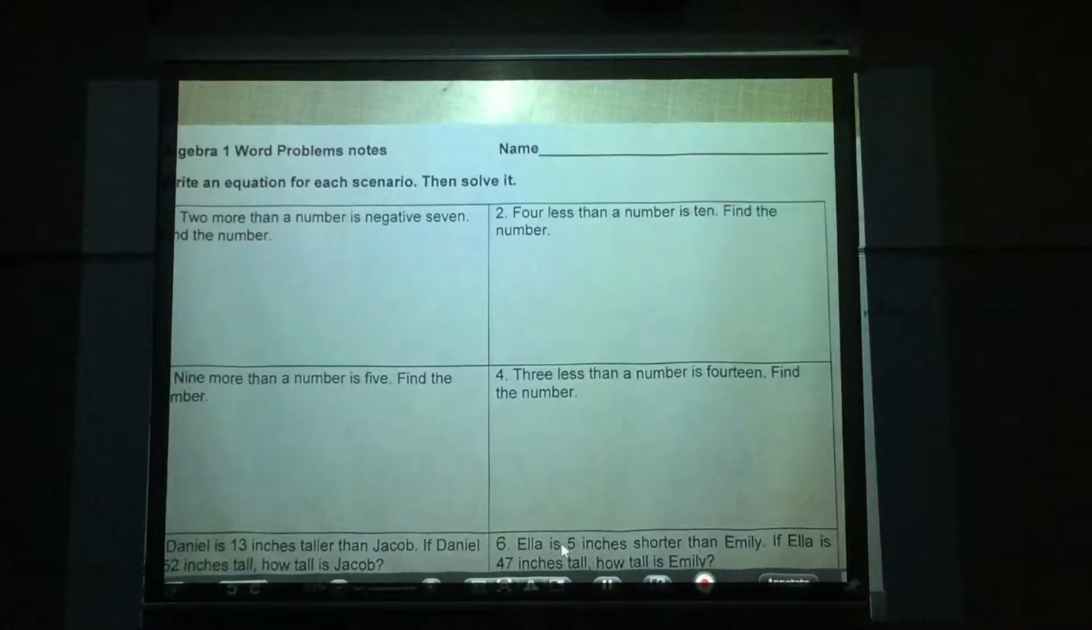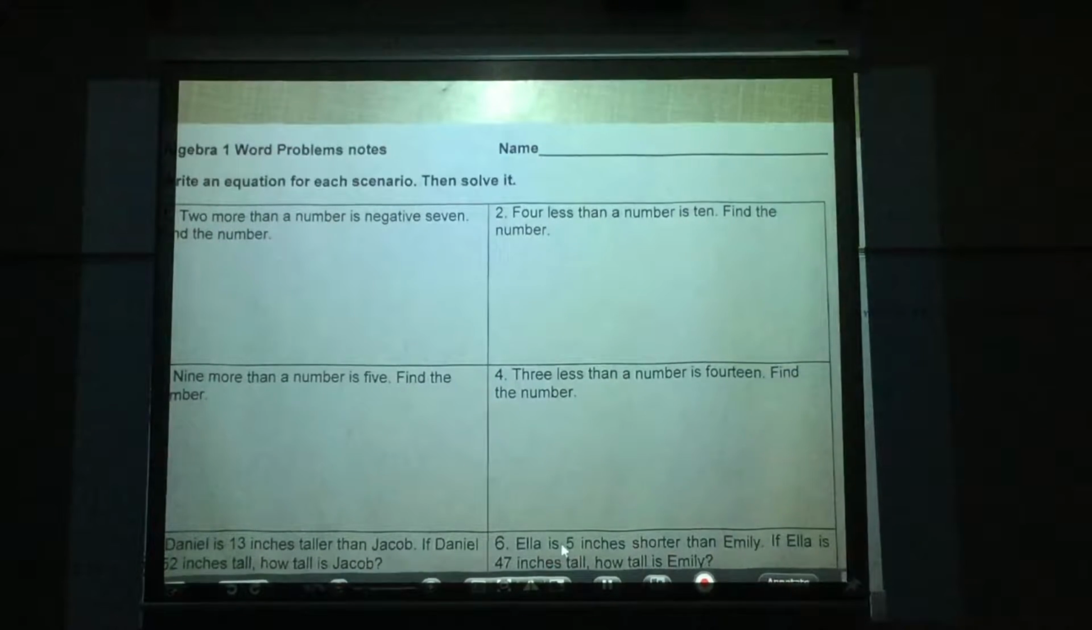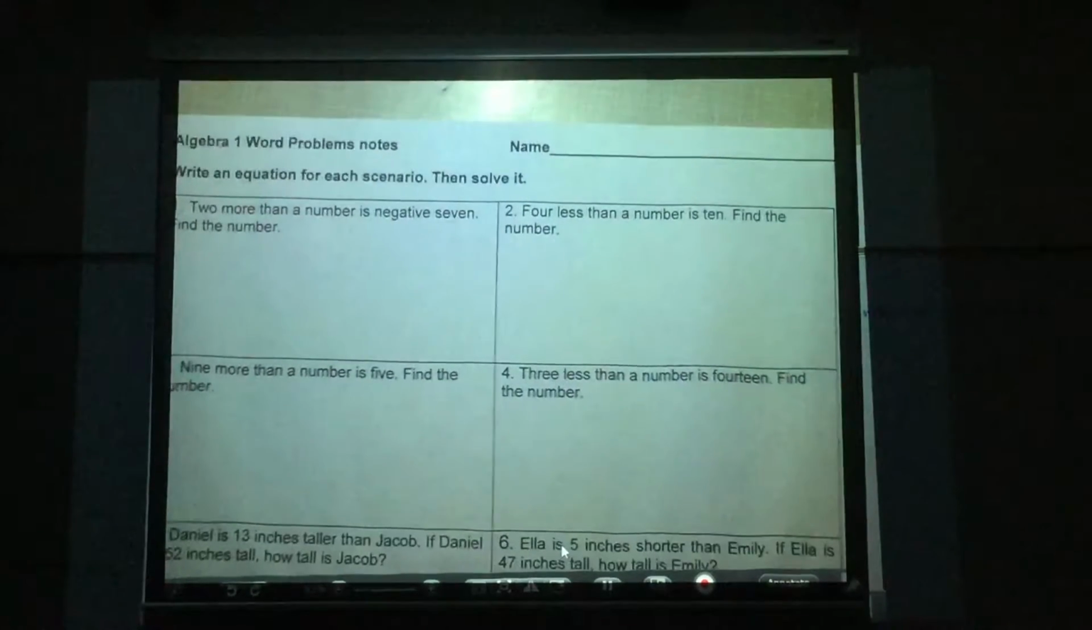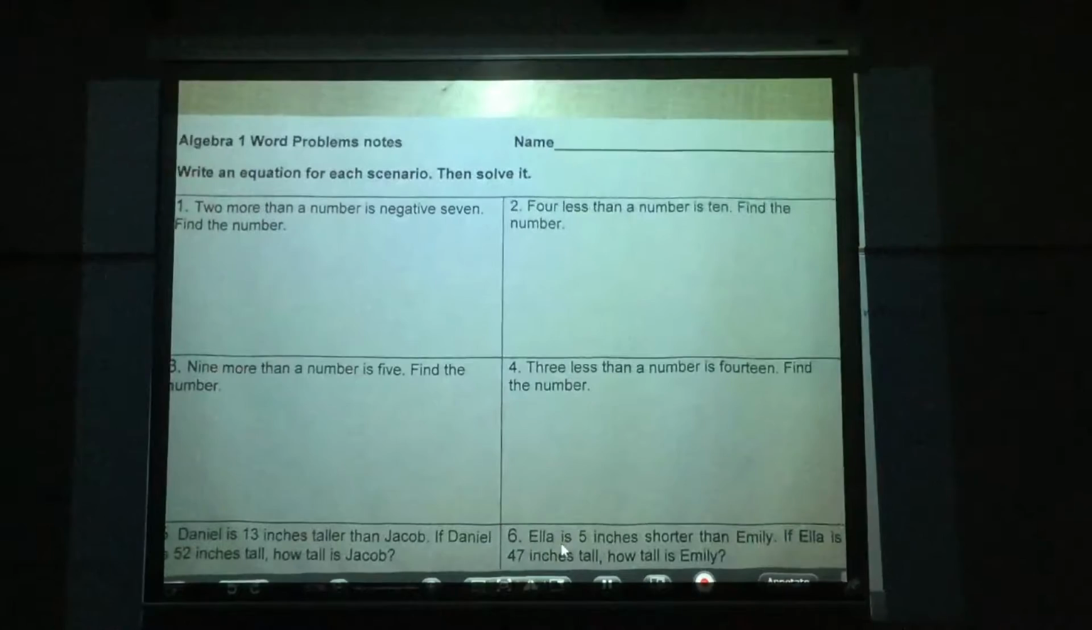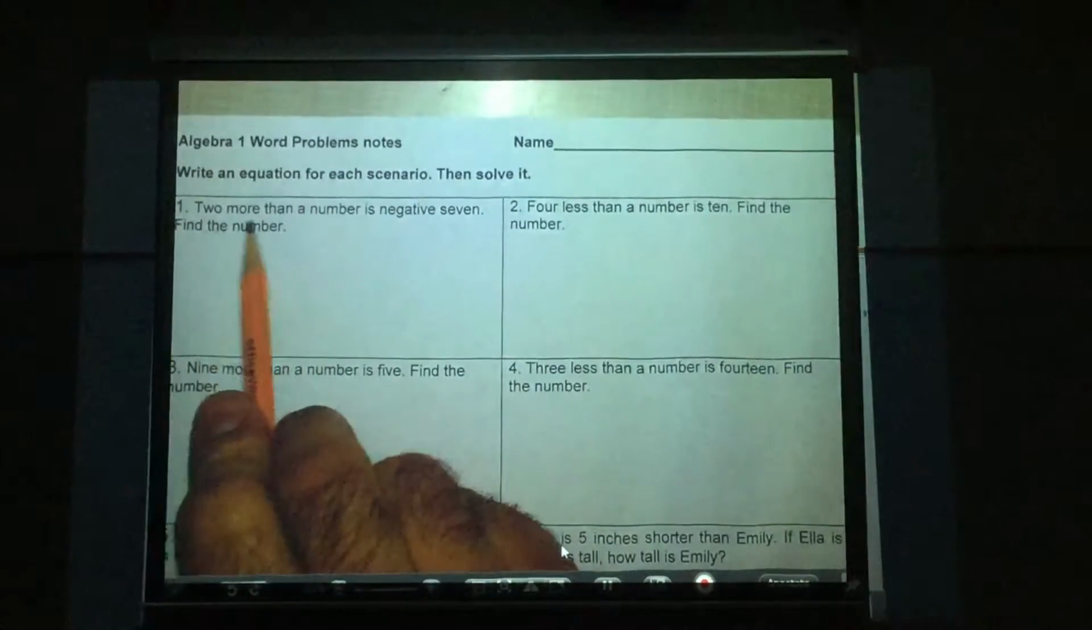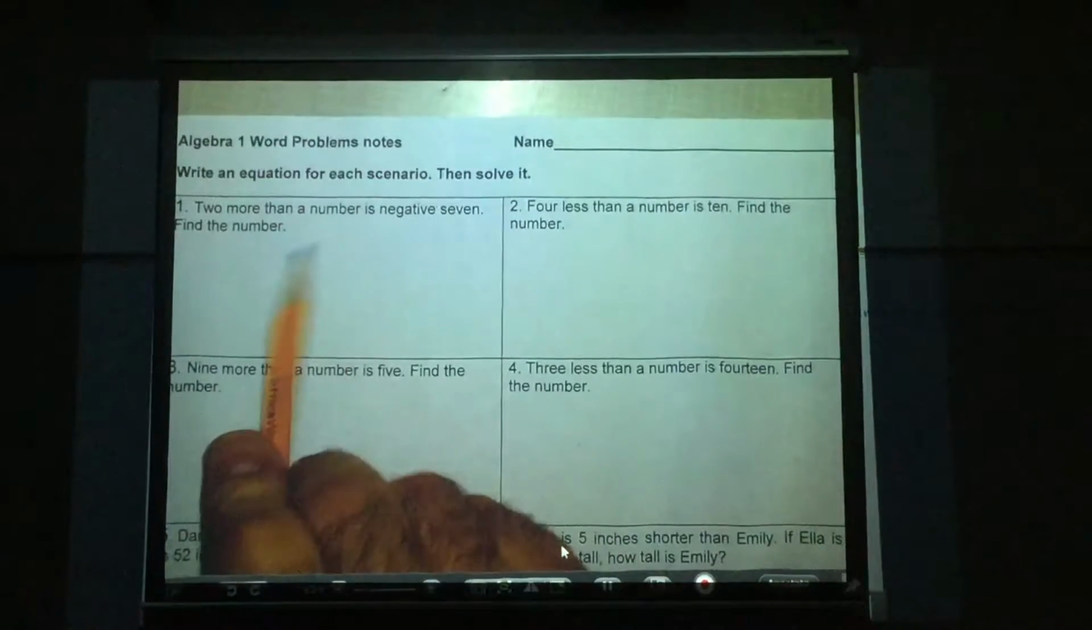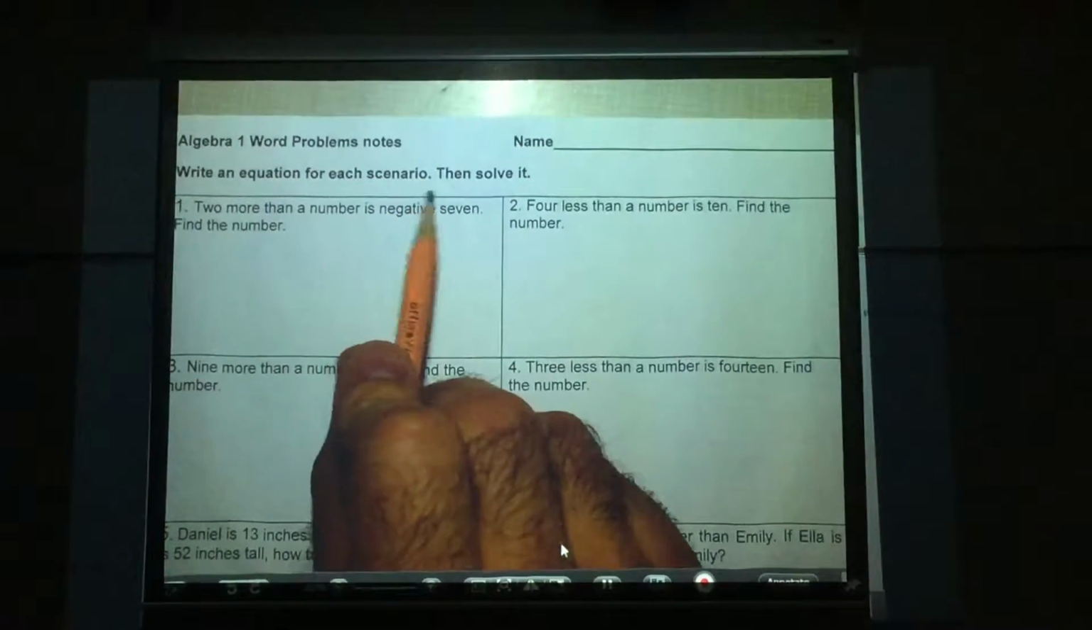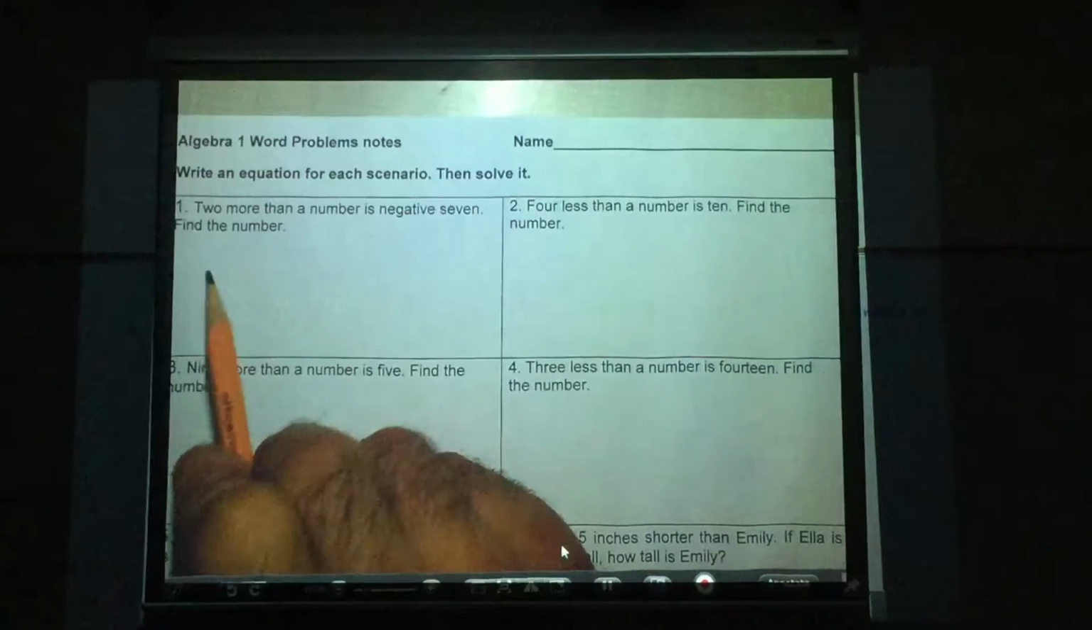Hey guys, welcome back. Hopefully you enjoyed that card sort on how to connect word problems to their equation. So we're going to get some more practice on word problems. What we're going to be doing today is writing equations from the scenarios, from the word problems, and this time we're actually going to solve them. Okay? So we're going to start with number 1.